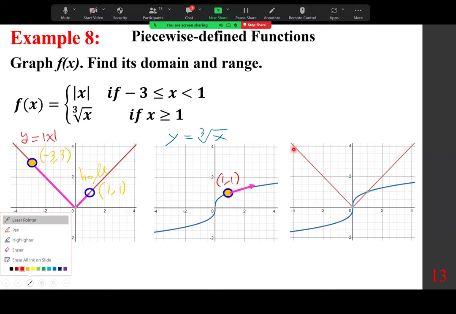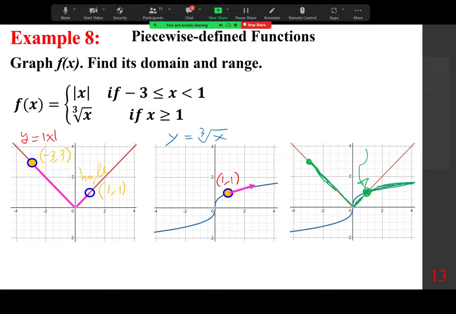Let me see what color I want to use. Let's use this color. So we locate negative 3, 3 here. And by the way, this one becomes a solid. So this portion is covered. This portion is covered. Both of these pieces are from the absolute value. This point is a hole from the absolute value point of view, and it's solid from the point of view of a cube root, so they come together. So this is covered, and this portion is covered, and it looks like this.